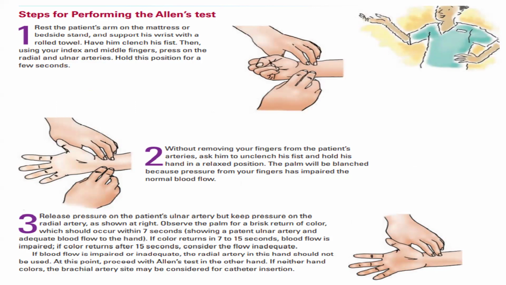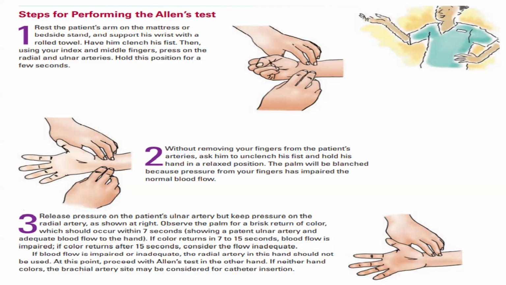Without removing your finger from the patient's artery, ask him to unclench his hand and hold the hand in a relaxed position. Since both the arteries are occluded, the palm will be blanched because the pressure from your finger has impaired the normal blood flow.